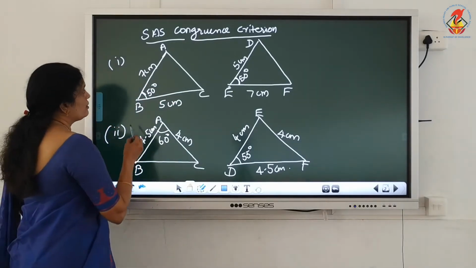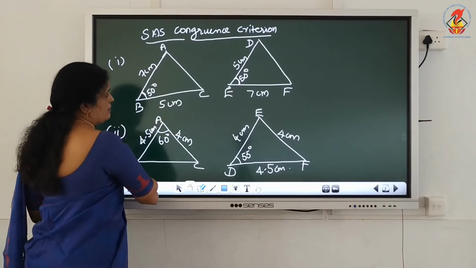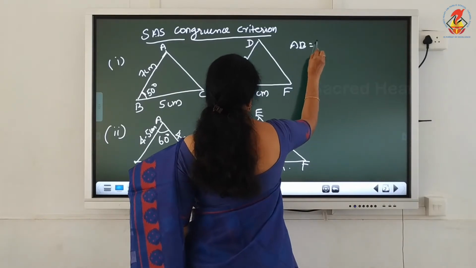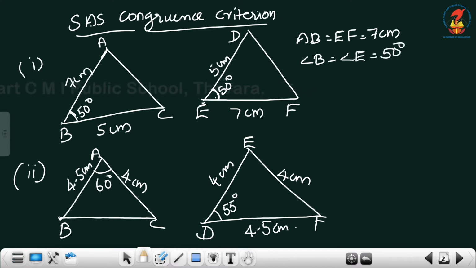Then using this congruence criterion, AB equal to 7 centimeter, EF also 7 centimeter. AB equal to EF equal to 7 centimeter. Next, angle B equal to angle E equal to 50 degree. Next, BC equal to DE equal to 5 centimeter.